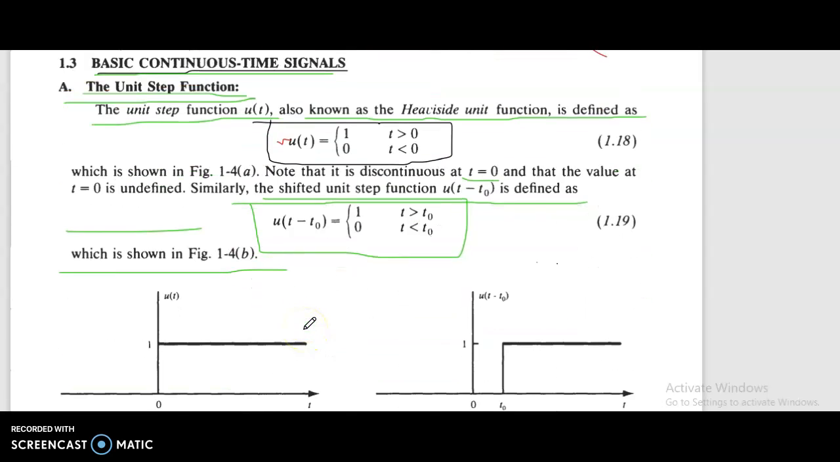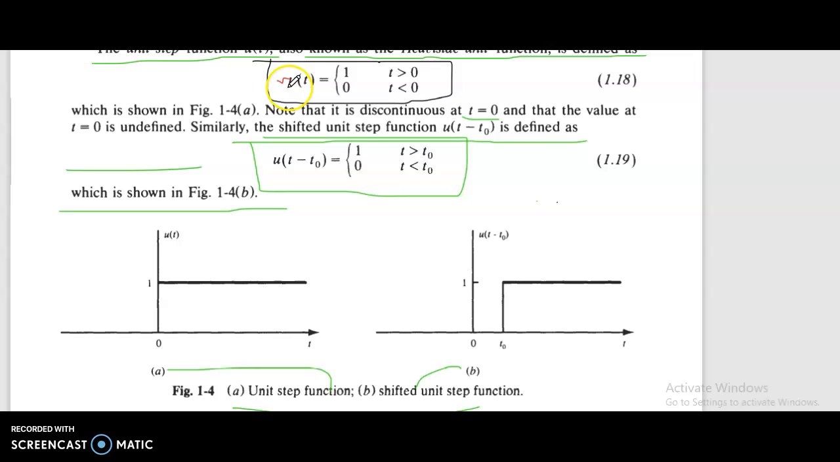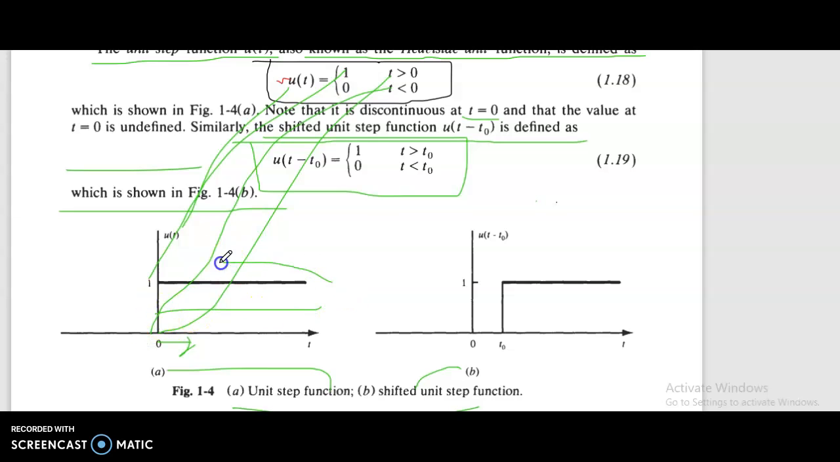Here, the unit step function u of t is 1 if t is greater than 0. If t is less than 0, u of t is 0 here, because t is less than 0.